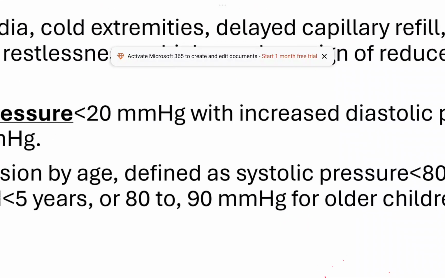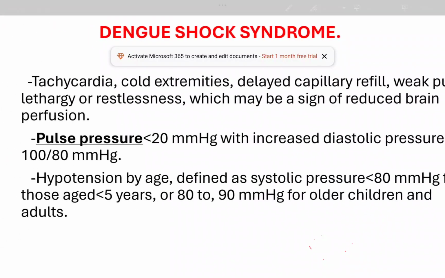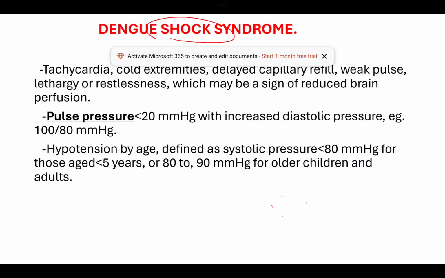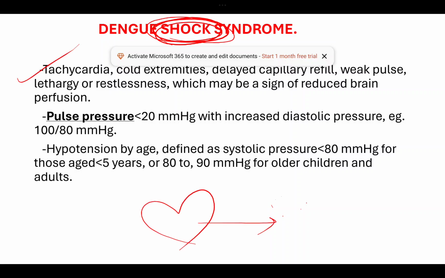Okay, to the dengue shock syndrome. In the dengue shock syndrome, we have tachycardia, cold extremities. So the patient is going into shock. So the patient will present with tachycardia. As I told you, the heart is trying to maintain the blood pressure. As a result, it starts beating faster. There will be tachycardia, and the skin perfusion is reduced.